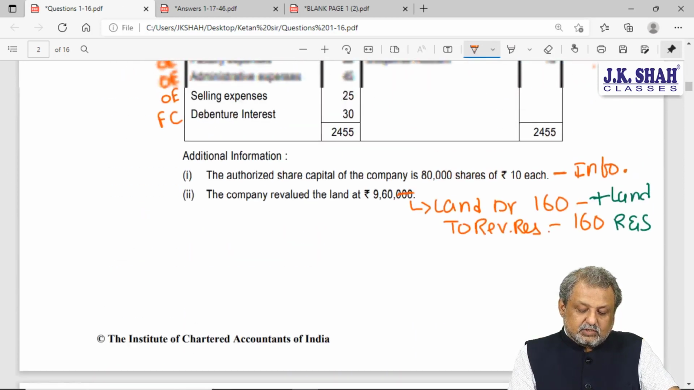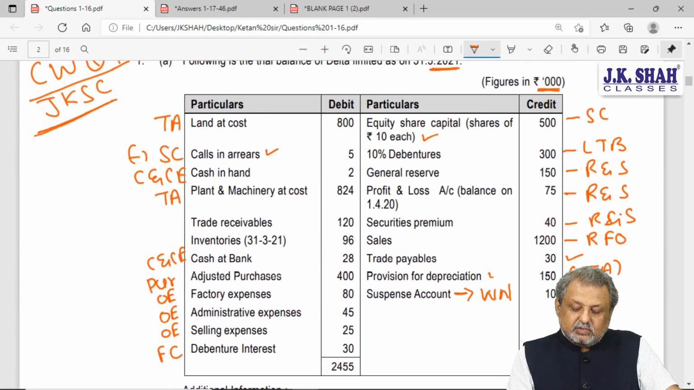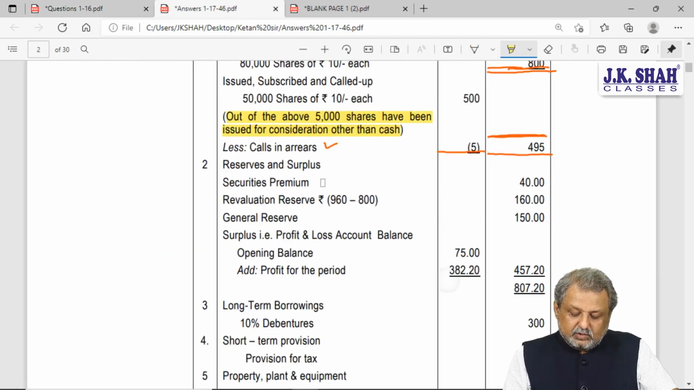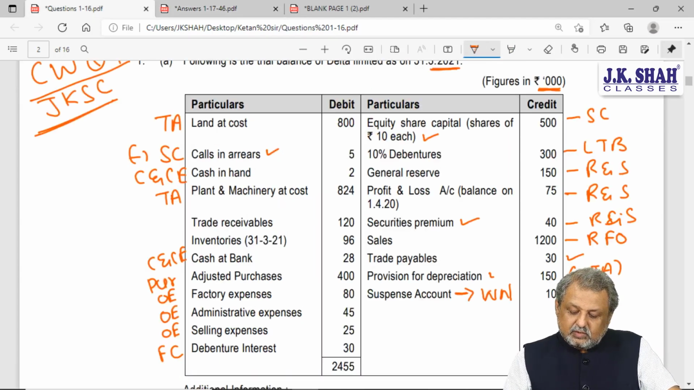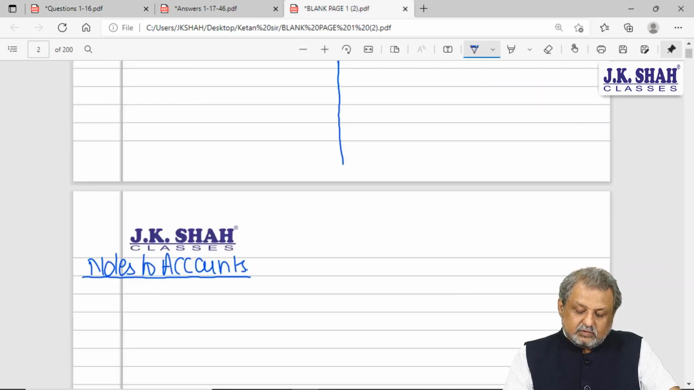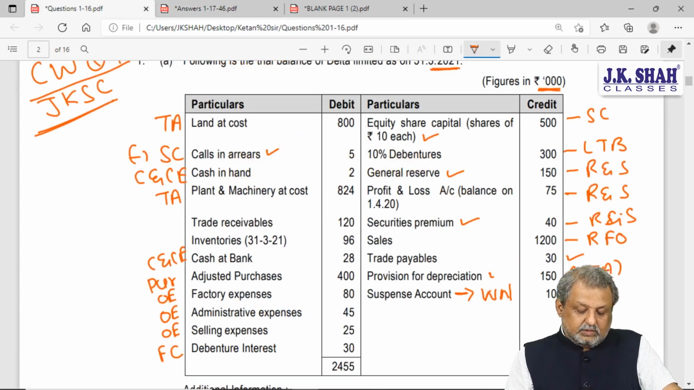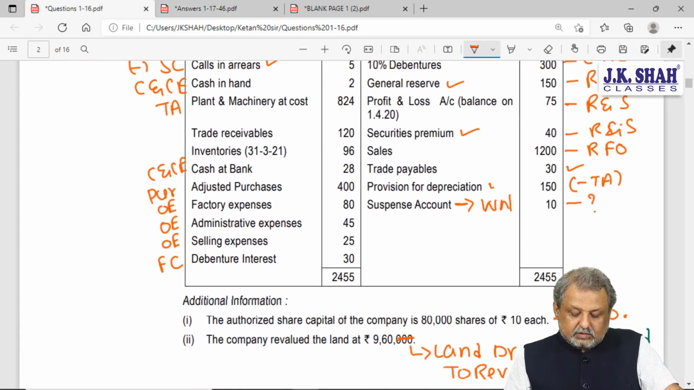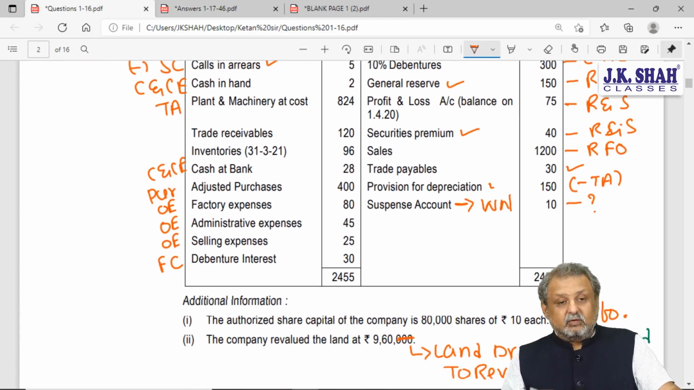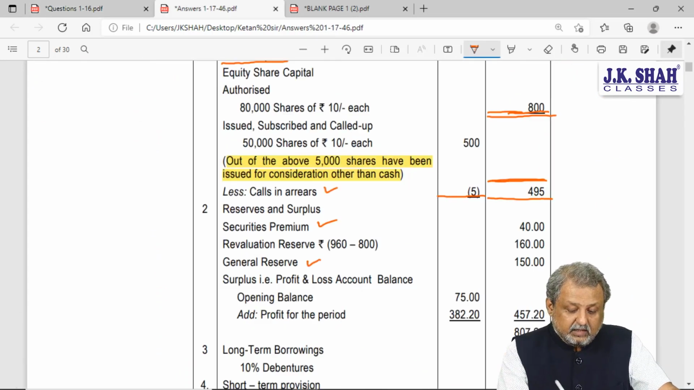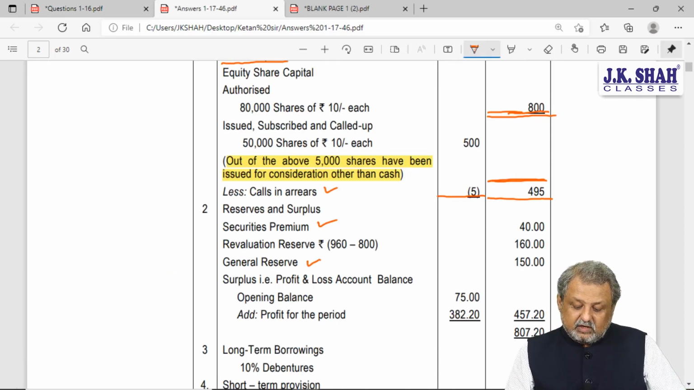So from the trial balance, you write down all the reserves and surplus where there is no adjustment. Securities premium, no adjustment. So write down securities premium first. Securities premium. Then general reserve also there is no adjustment. General reserve is 150. So write down general reserve 150. Next is adjustment 2. That is for revaluation of land. Now here what happens is, if you are going by this notes to accounts, then you have to write revaluation reserve here, but at the same time you have to add it to land also.